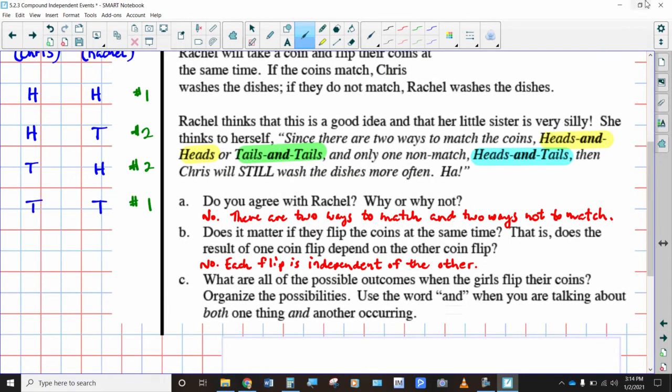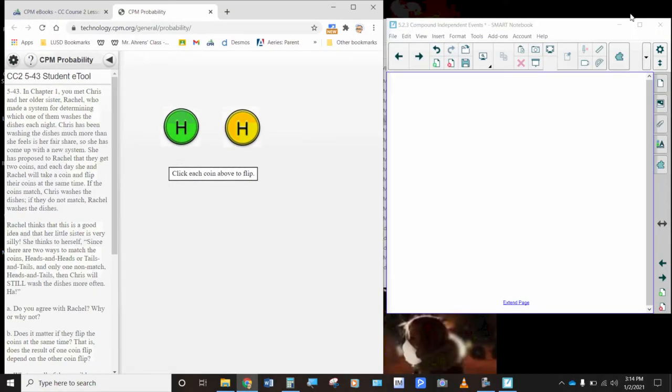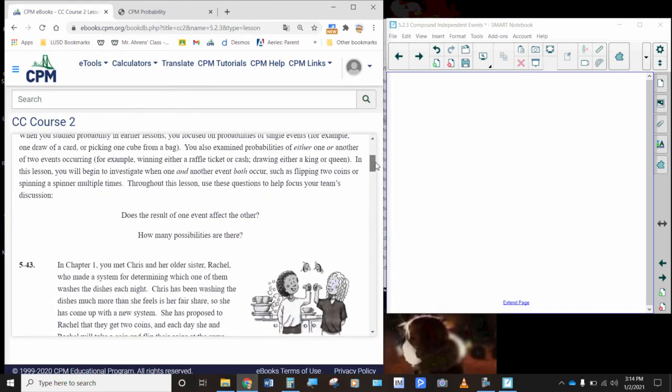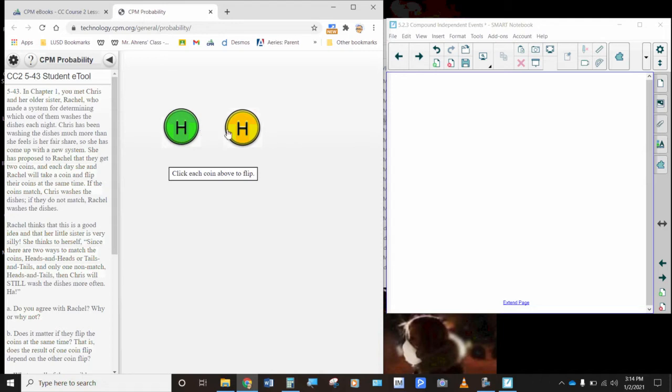Okay, so let's go. Maybe I better close this down and go to the next page. That can be where I do my record. Here we've got a heads and, well, two different coins, right? And by the way, to get there, just like all other situations, just go to the online book, find the online tool. It's the student tool for problem number 43. When you click on it, this comes up. Okay, so we've got Chris and we've got Rachel. And every time they match, Chris is the one who does the dishes. When they don't match, we'll put a tick mark for Rachel. And I'll start by doing it 10 times, then I'll do it another 10 times for 20 to see how close we get to 50%. So let's go ahead and check this out.